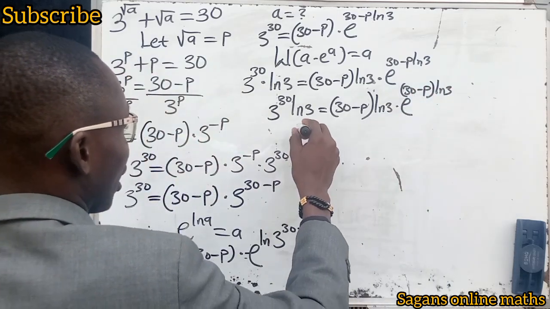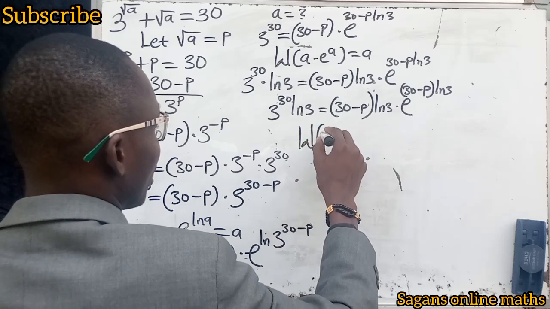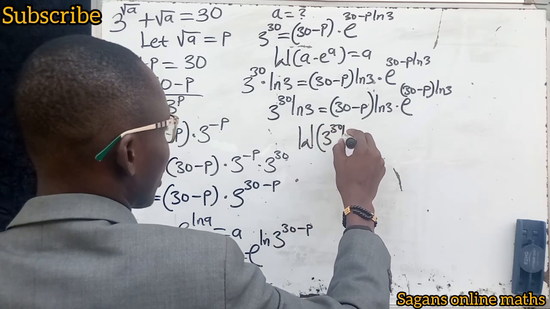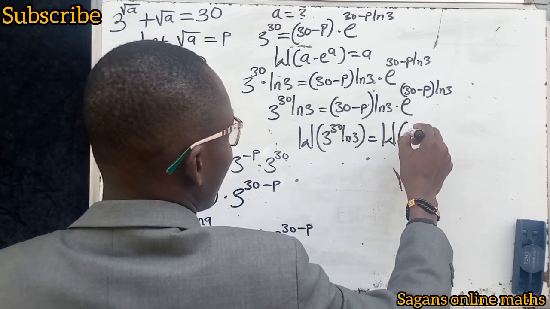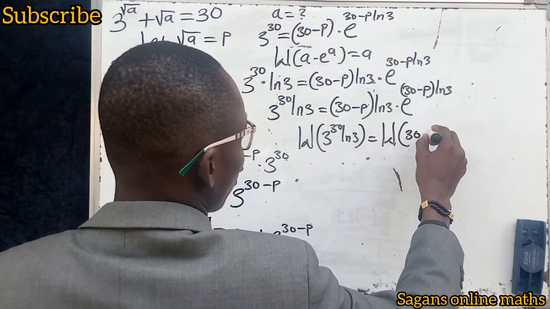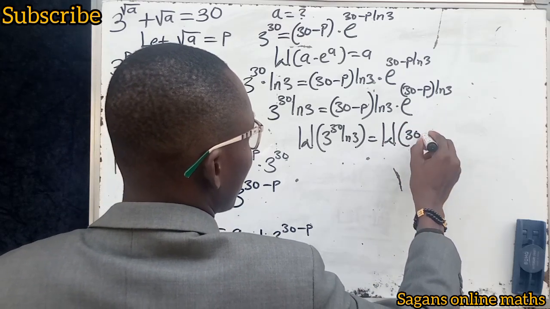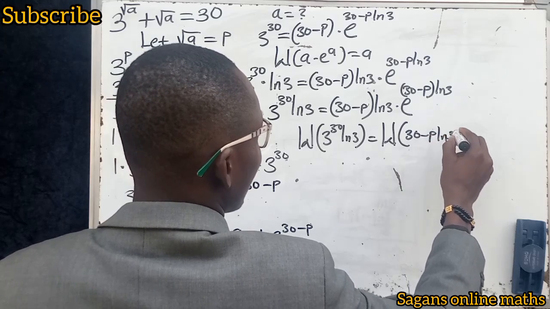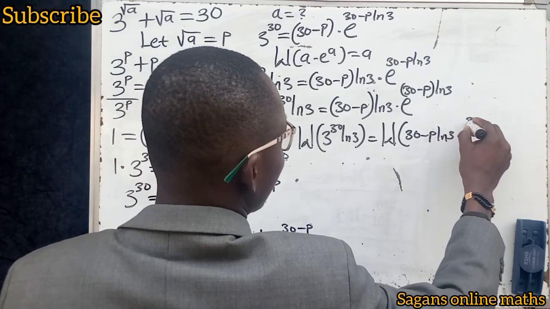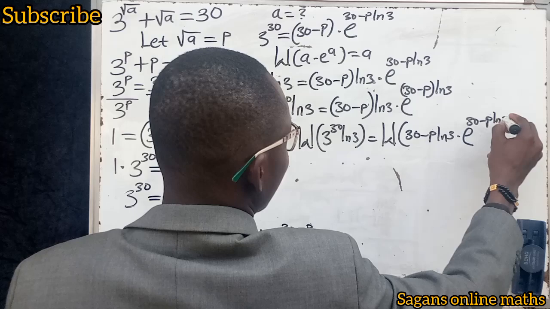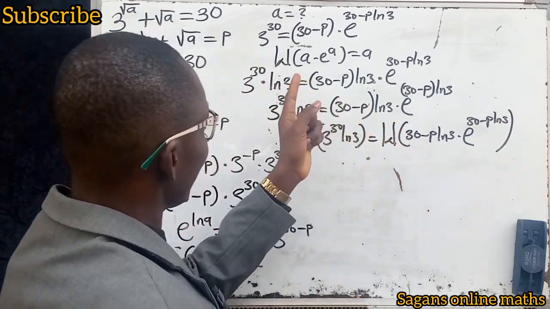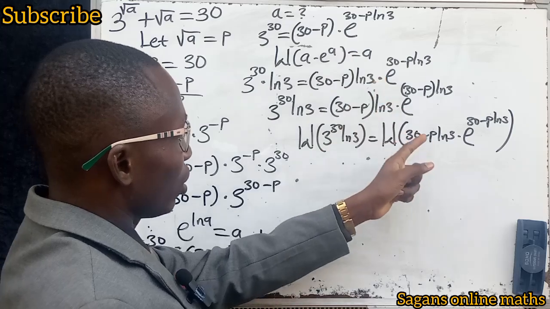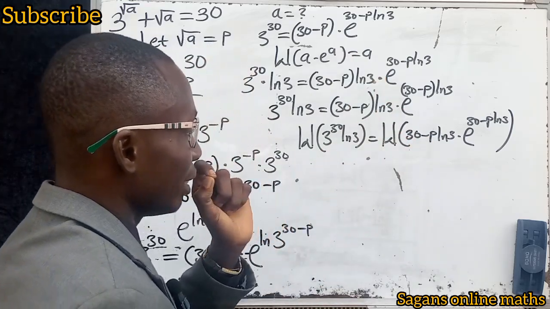Now, if we take the Lambert function of 3 to the power of 30 ln 3, it equals the Lambert function of (30 minus p) ln 3 multiplied by e to the power of (30 minus p) ln 3. Now, let's see the outcome. Remember that the Lambert function of a multiplied by e to the a is a. So this will just be (30 minus p) ln 3.